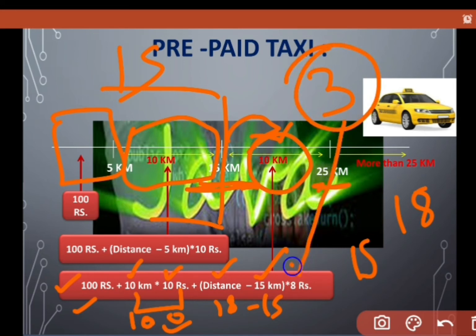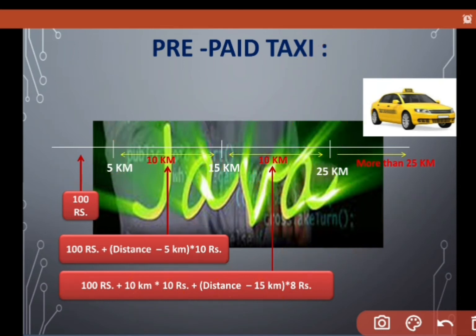But what about the rate? Each kilometer is 8 rupees. Per kilometer, 8 rupees I have to pay. In this way you have to find it out. If, else if, else if, else. More than 25 means 5 plus 10 plus 10, total 25. More than 25, if you are covering, then what you have to do?